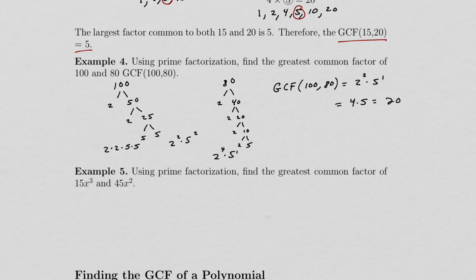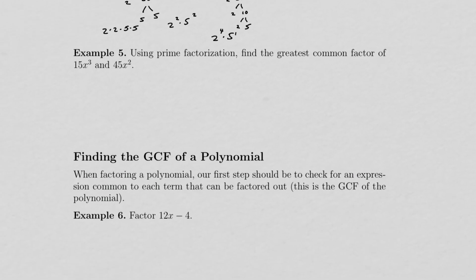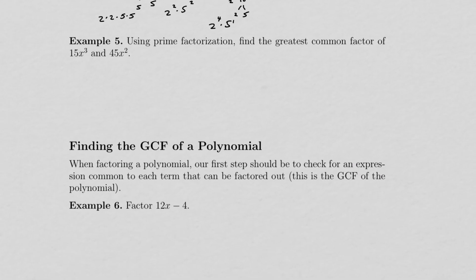Okay, so again, hopefully you guys that came back, hopefully you've seen that at some point in the past. Here, let's do one more. Using prime factorization, let's find the greatest common factor of 15x cubed and 45x squared, because we're going to start needing to factor variables as well, when we talk about polynomials and basic expressions.